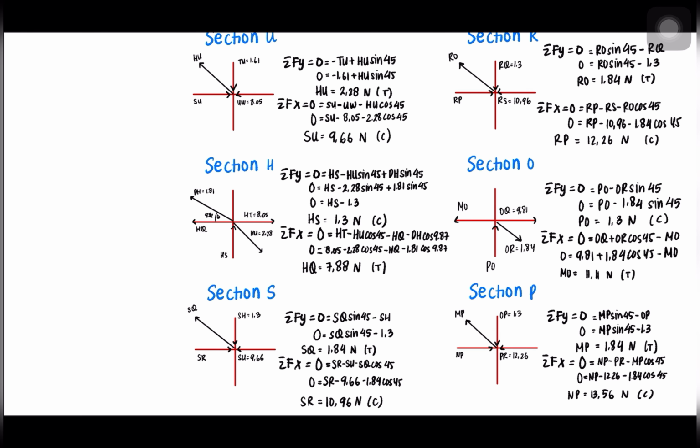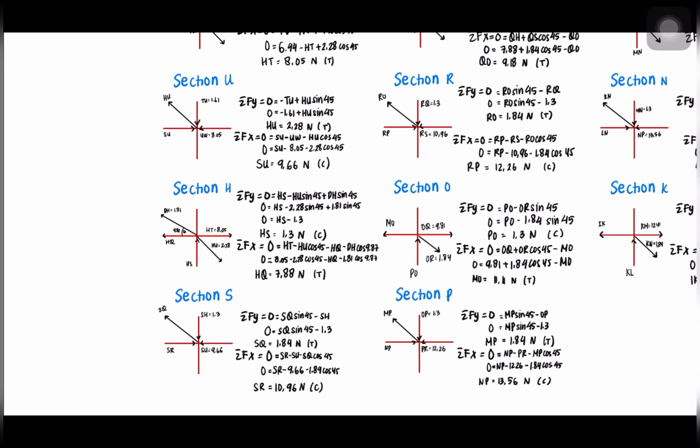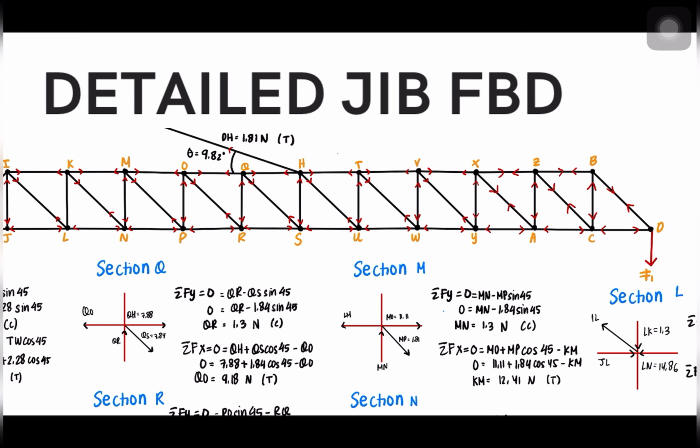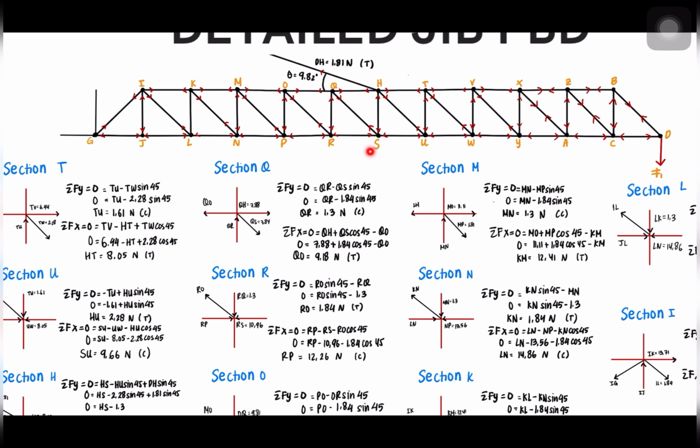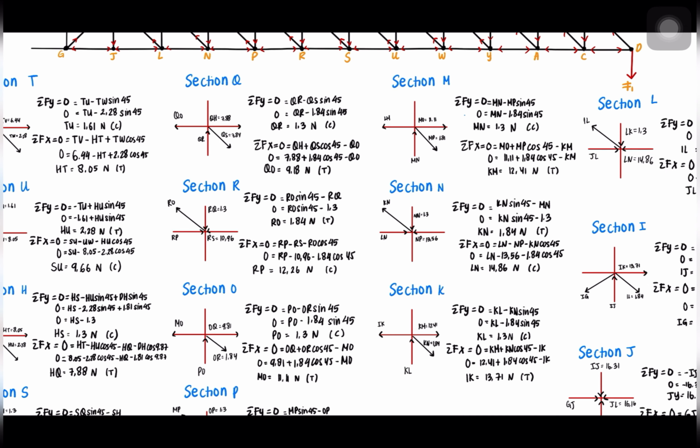We got the HS is going towards the pin and it's compression. Same goes well for the Fx. So with that we can get the answer for member HQ, which is 7.88 Newton. And since our assumption is true that it's going away from the pin, the answer is tension. Now, after we got the answer, we go back here, which means that the rope did not make the force of the member different. So with that we can continue from the point at S until the G.